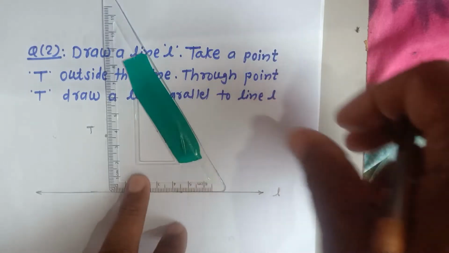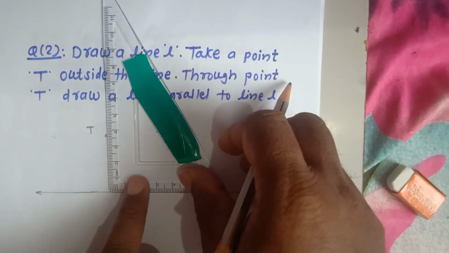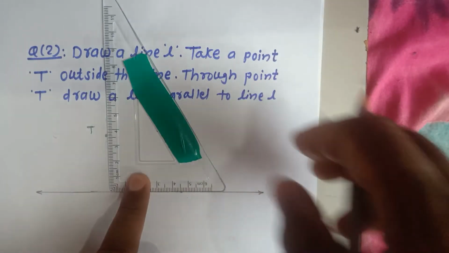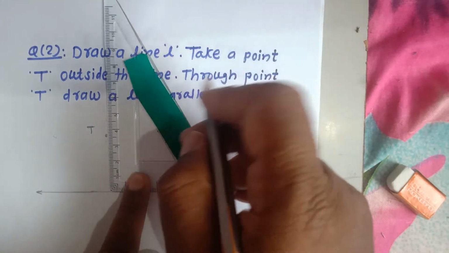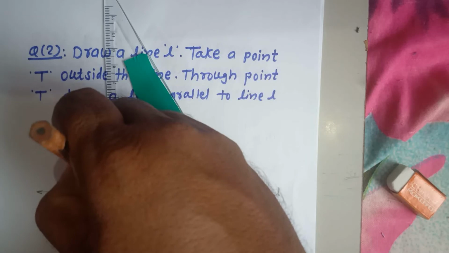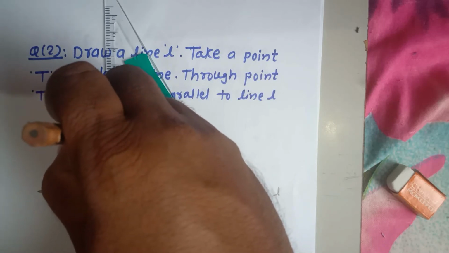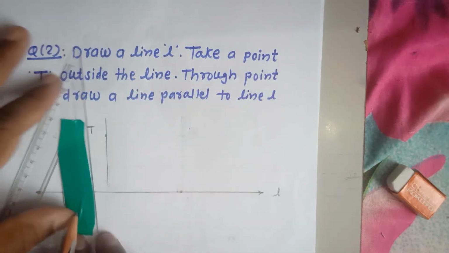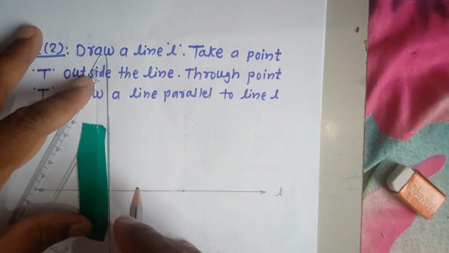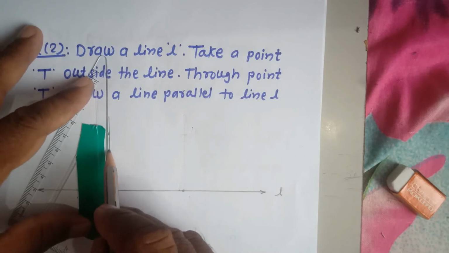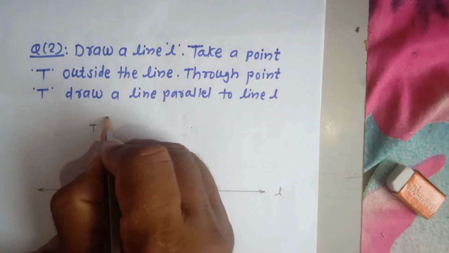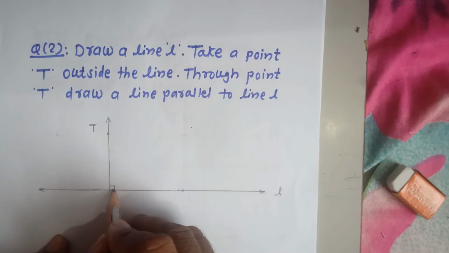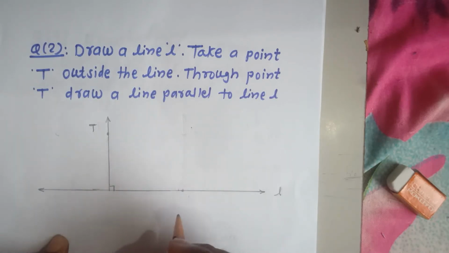Keep this set square on the line L, matching its one side on the line L, so that the perpendicular drawn from this line passes through point T. So this is the line perpendicular to line L. This is perpendicular.